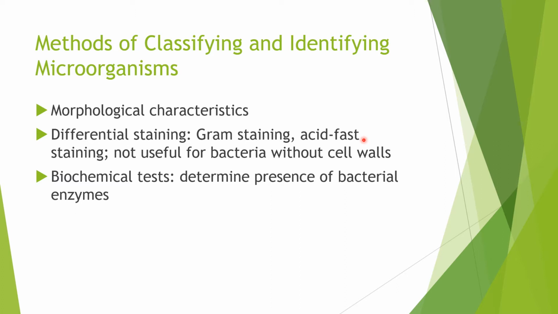Then we are able to tell whether our bacteria is gram-positive, whether it's gram-negative, acid-fast bacteria, non-acid-fast, etc. There are some bacteria actually out there, not a whole lot, but they don't have a cell wall. So if they don't have a cell wall, then the gram stain and the acid-fast stain are not useful to be able to differentiate between those bacteria that don't have a cell wall.